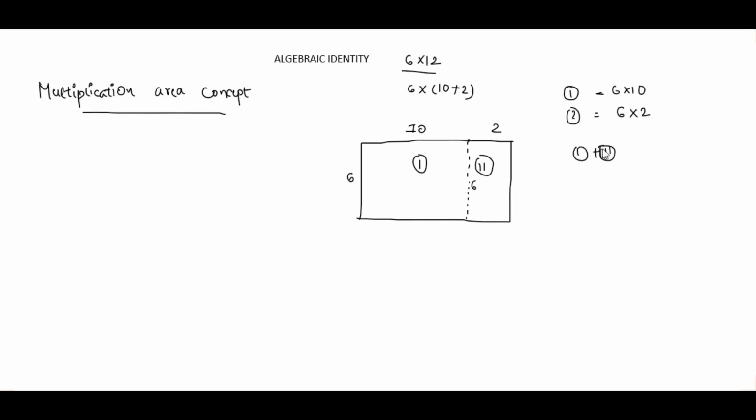When we add first and second, what do we get? 60 plus 6 into 2, 12, which is 72. And we know that 6 into 12 will be 72, which agrees with what we found before. This concept is nice with numbers, but we can also extend it to the algebra. Let's see how we can do it.